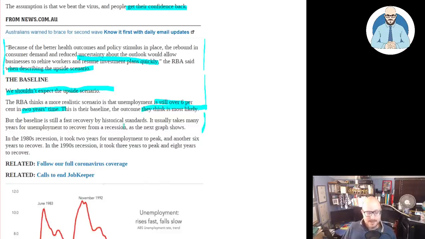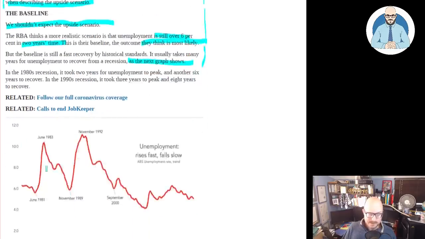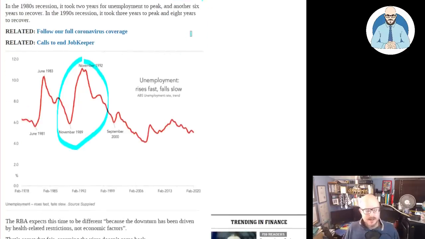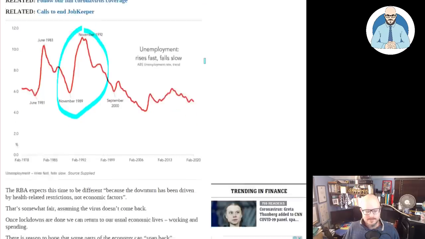But the baseline is still a fast recovery by historical standards. It usually takes many years of unemployment to recover from a recession, as the next graph shows. And we can see here, there's June 83. There's the recession Australia had to have. In the 80s recession, it took 2 years for unemployment to peak and another 6 years to recover. In the 90s recession, it took 3 years to peak and 8 years to recover. I'd be more interested in seeing the data from the Great Depression.